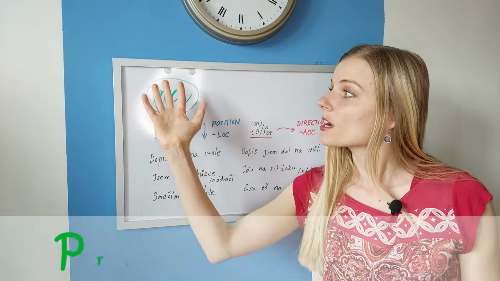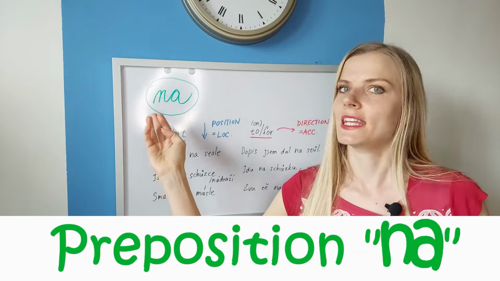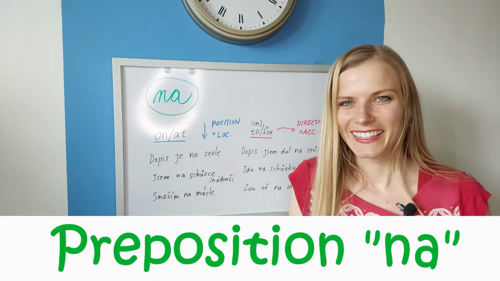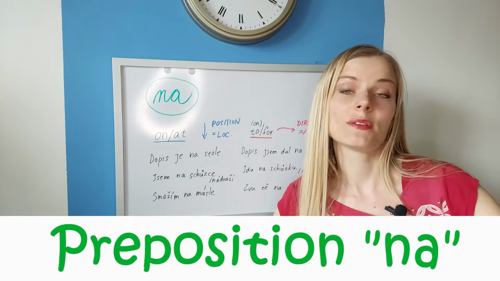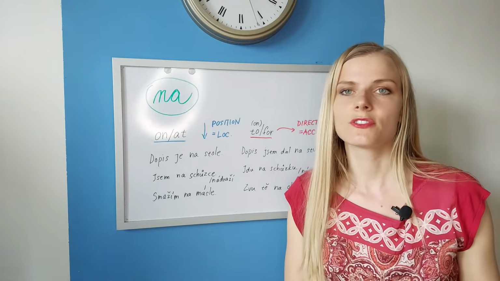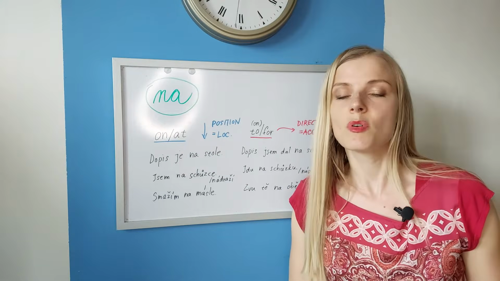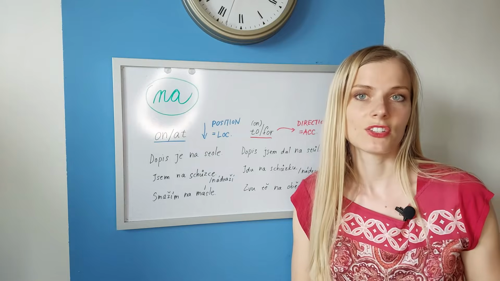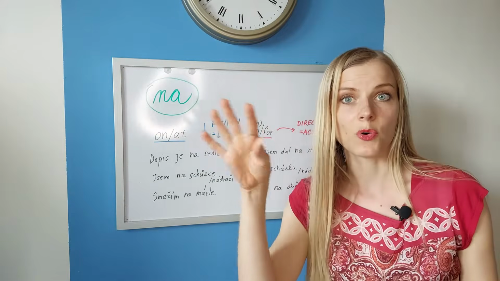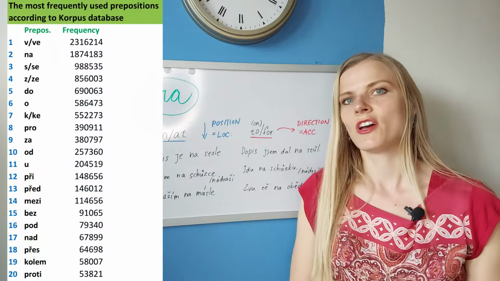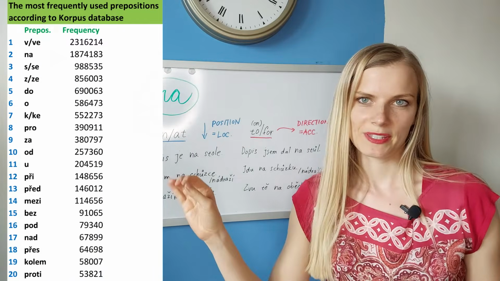I would like to talk about the preposition na, the omnipresent preposition na, which can get on students' nerves. First of all, because it's very common. It's the second most common preposition in the Czech language after v or ve, at least according to my little research on the Czech corpus.